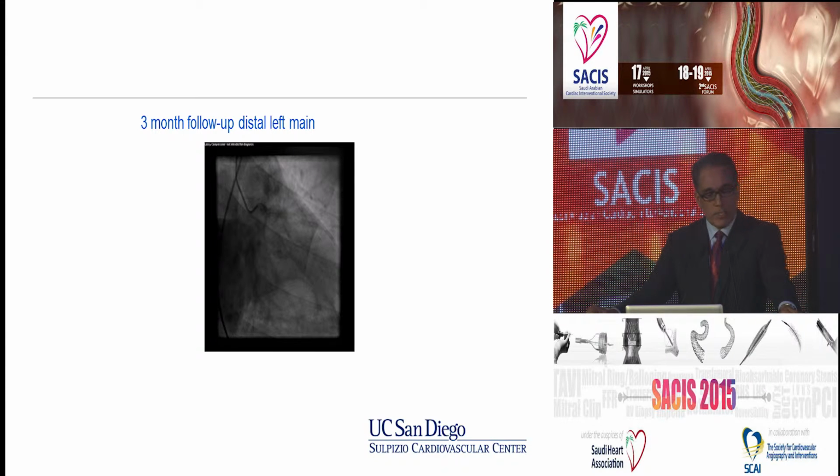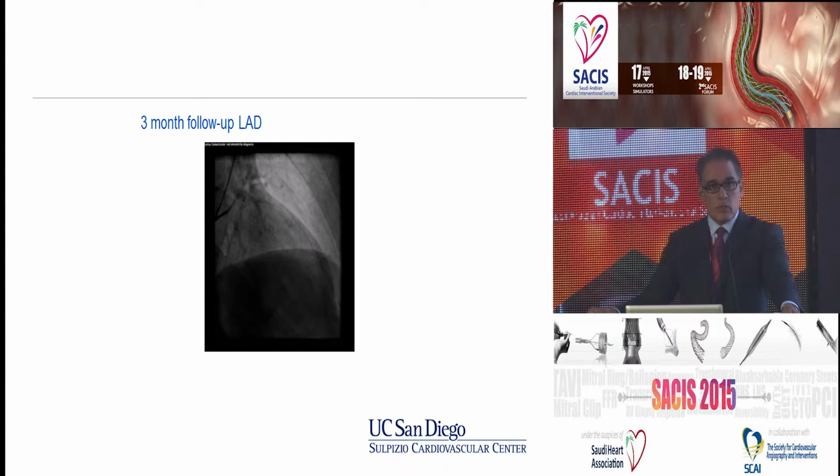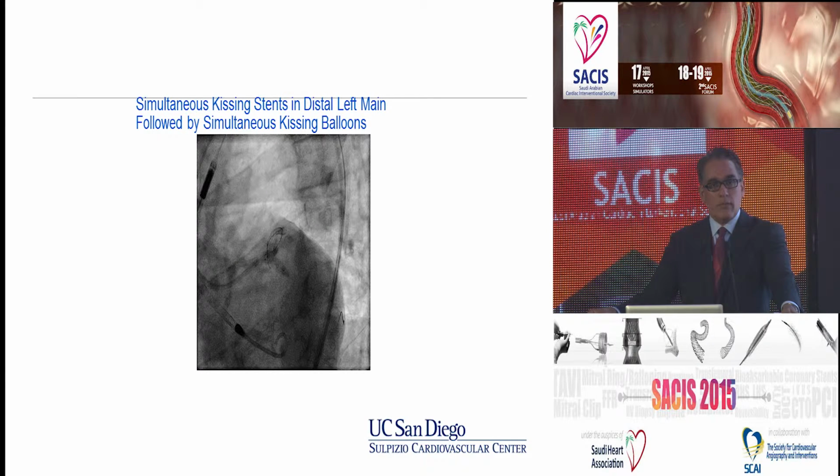Then when we did this angiogram here to look at the distal left main, you can see that there's an ostial circumflex and an ostial LAD. This was stented with bifurcation stents, simultaneous kissing stents, I should say, from the distal left main into the LAD and circumflex, and final kissing balloon inflation.